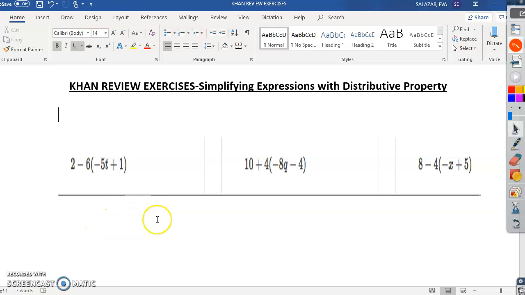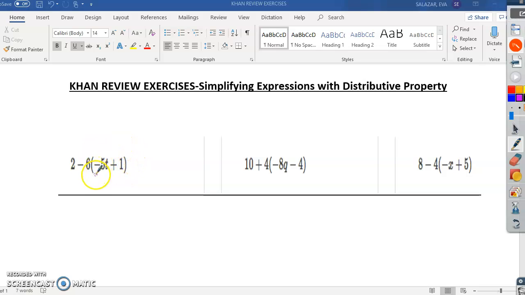Hi everyone, today we're going to be reviewing a little bit of expressions involving distributive property. I went ahead and took some of these examples from your exercises that you're going to be looking at this week. And we're going to go ahead and begin with the first one now.